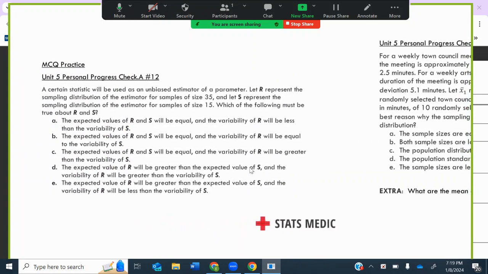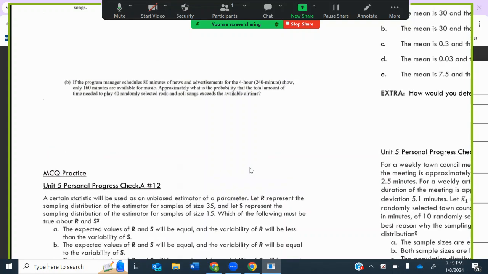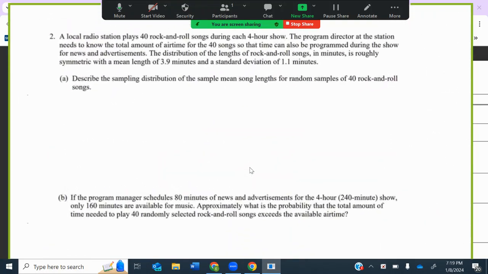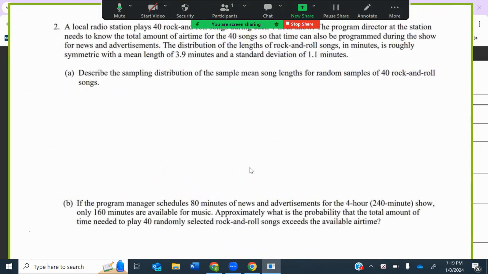We have a local radio station that plays 40 rock and roll songs. The distribution of lengths of rock and roll songs in minutes is roughly symmetric with mean length 3.9 minutes. That'd be mu. And then our standard deviation is 1.1 minutes. Describe the sampling distribution of the sample mean song lengths for the random samples of 40 rock and rolls.